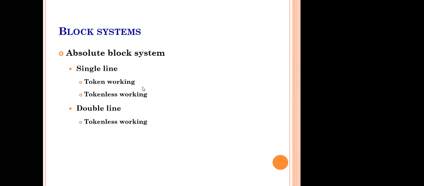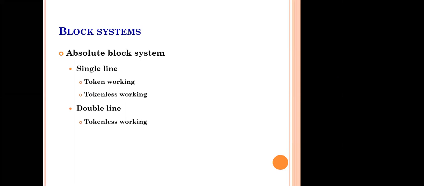So the token is to be handed over to the driver, and there were some issues with the token handing over, token getting damaged, token getting missed. Hence, we went with tokenless working. In tokenless working, the last stop signal or advanced order is an authority. The advanced order is integrated or interlocked with the block instrument.